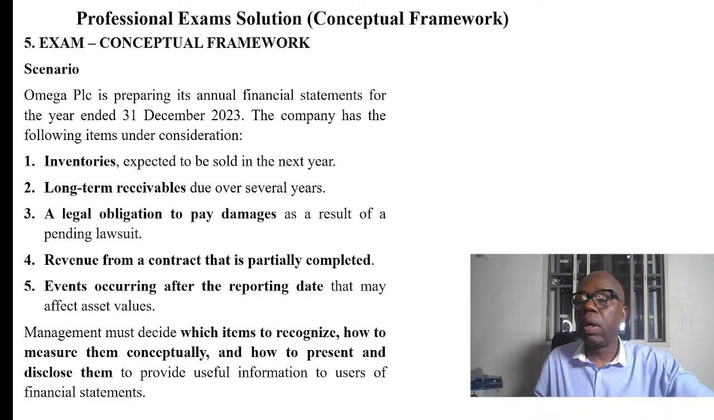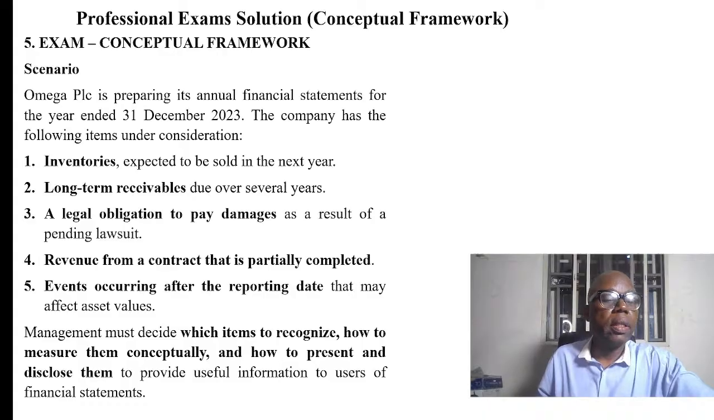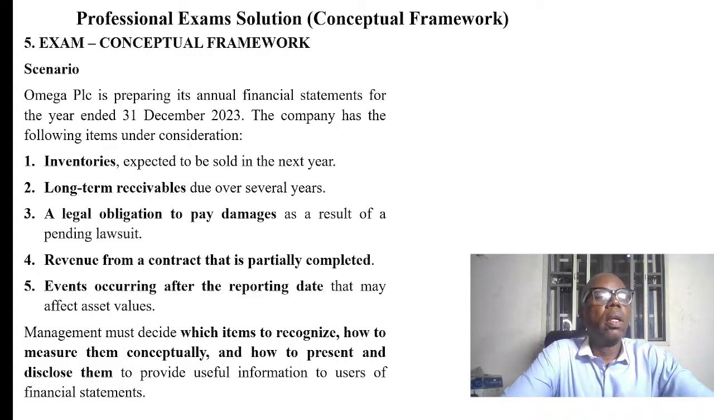Okay, so I'll read out the question as usual, and then I will solve it. I'll give you the solution. Scenario: Omega PLC is preparing its annual financial statements for the year ended 31st December 2023. The company has the following items under consideration.